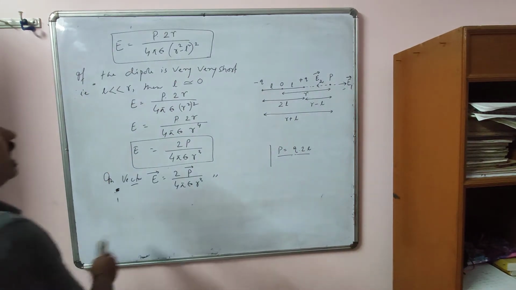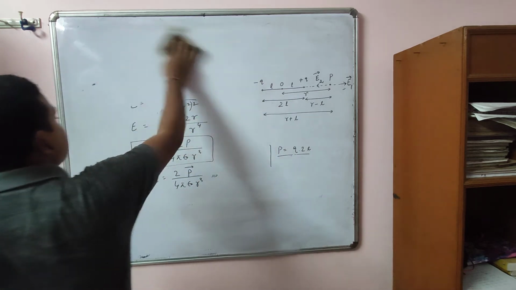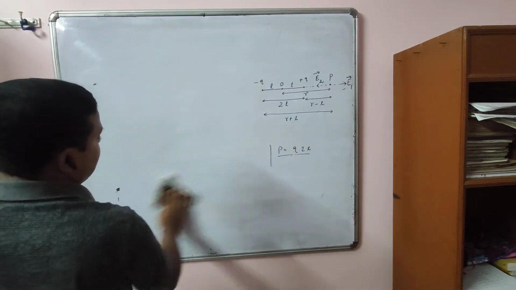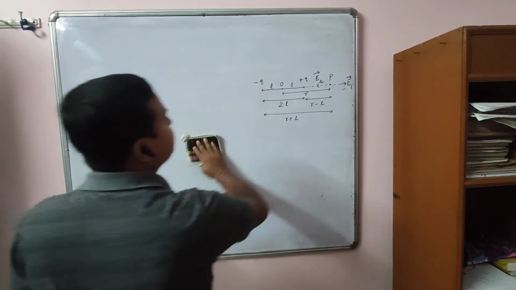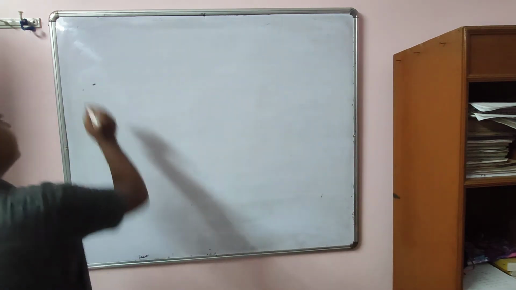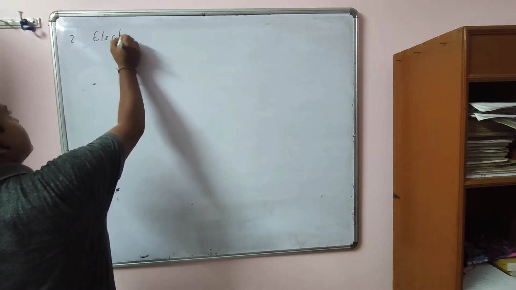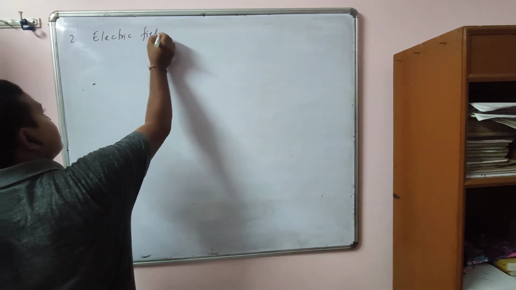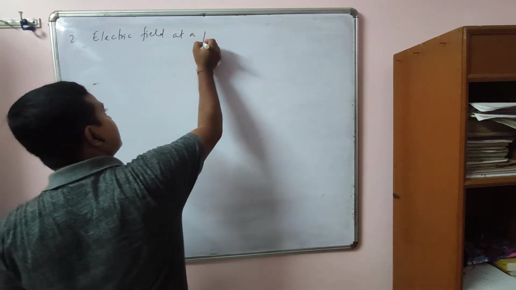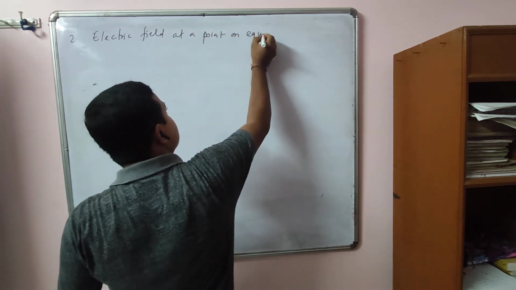So now we will find the electric field at a point on the equatorial line. Next we find out the electric field at a point on the equatorial line.